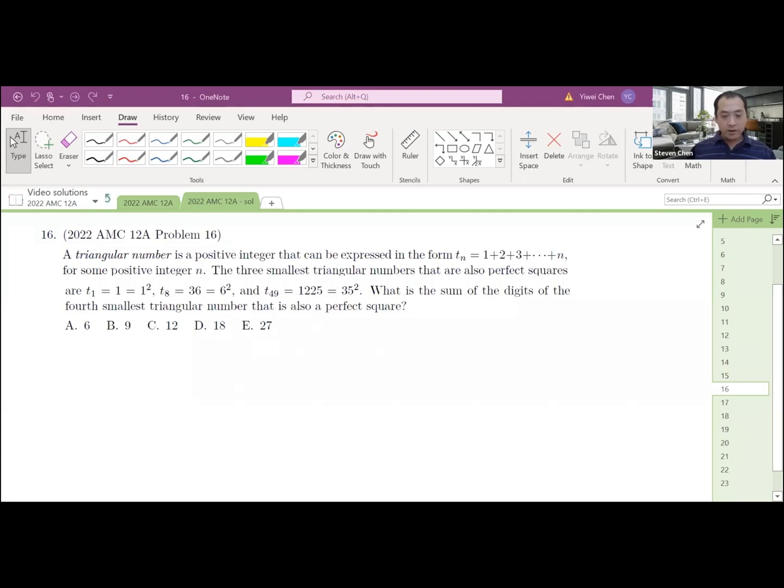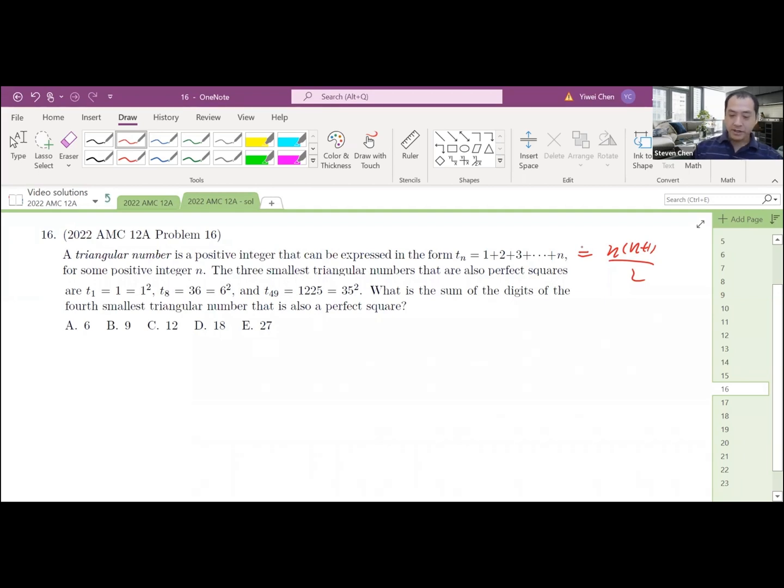Hello. In this video, I want to show you how to solve this problem. It is 2022 AMC 12A problem 16. So this problem gives us a definition of a triangular number. It is the sum of the basic arithmetic sequence from 1 up to n. So we know it is equal to n times (n plus 1) over 2. It's pretty basic, right?